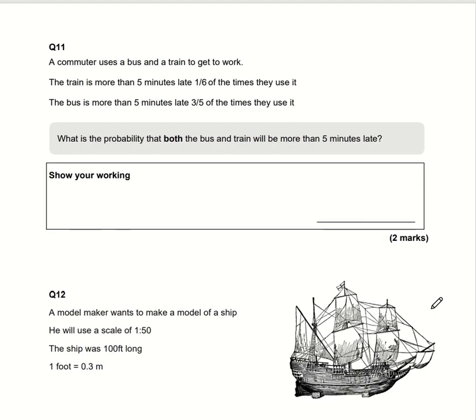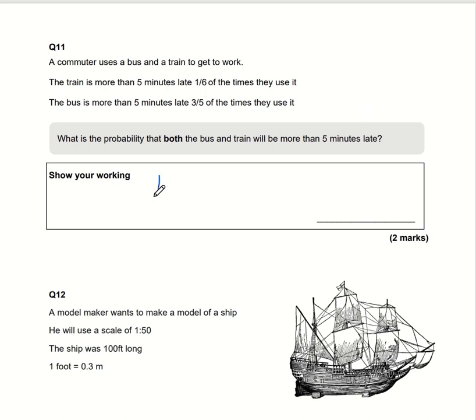Question number 11. A commuter uses a bus and a train to get to work. The train is more than 5 minutes late 1/6 of the times they use it. The bus is more than 5 minutes late 3/5 of the time they use it. What is the probability that both the bus and the train will be more than 5 minutes late?